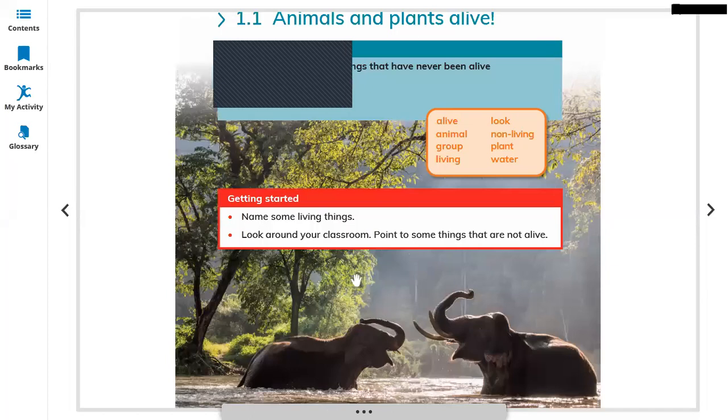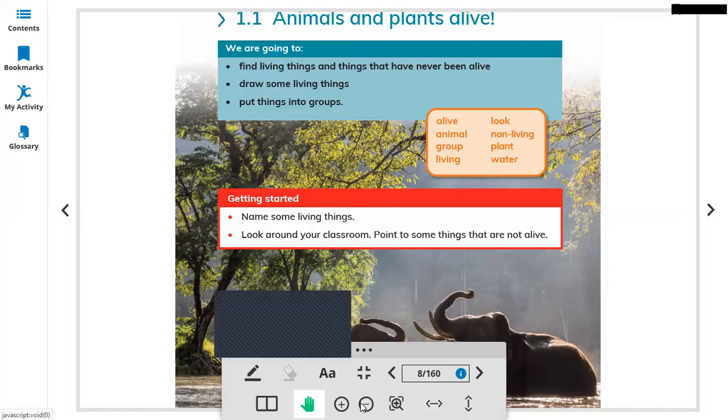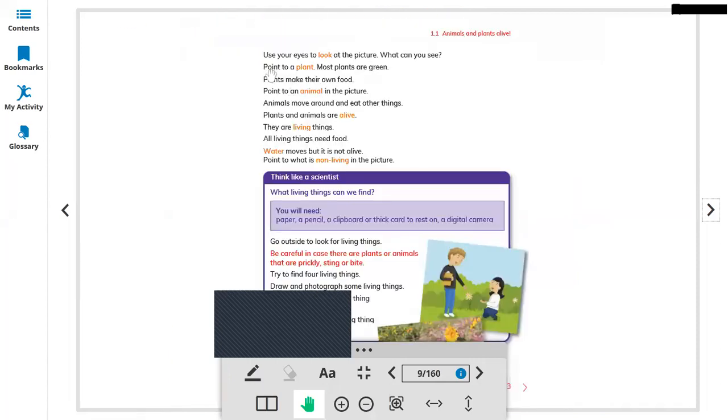Look at the picture carefully. Here are two elephants in water, and there are trees, or you can say plants. So these two things, the elephants and the trees, are living things. Moving on to the next page, use your eyes to look at the picture. What can you see? We have seen that plants are living.